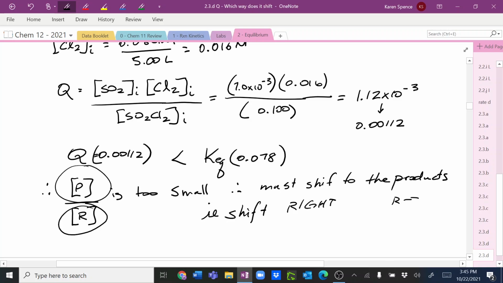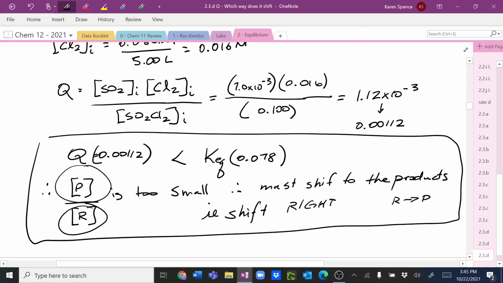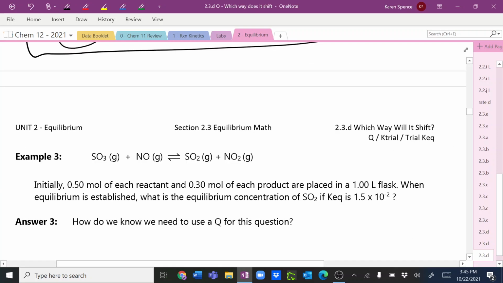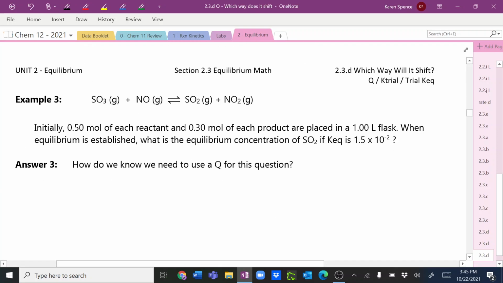Reactants goes to products. All right. And I could even box that whole thing if I wanted to. I could rewrite it if I want to, but I do not have to. Okay, next. This one, we're actually going to take it a step further.